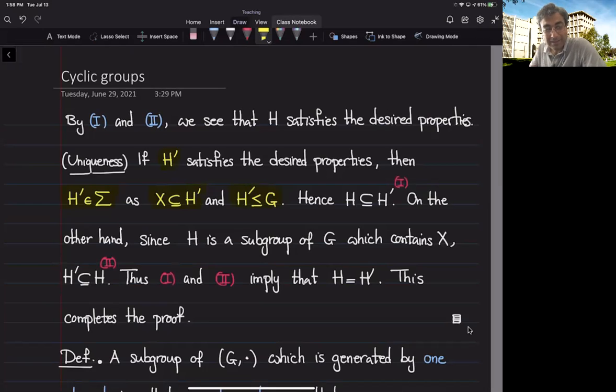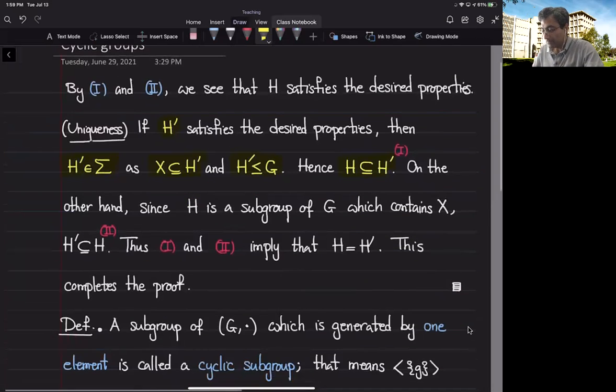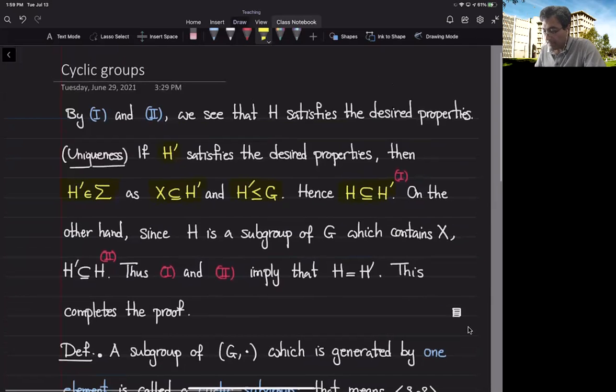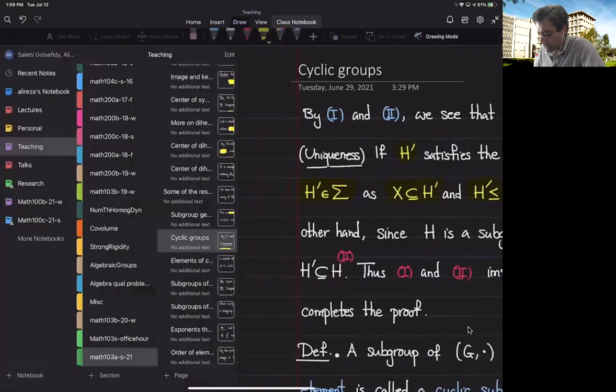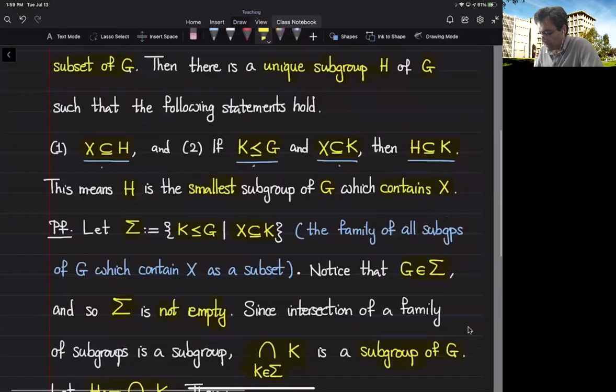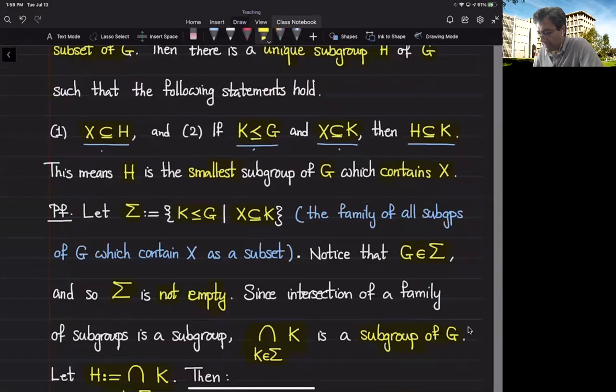But that means H is a subset of H prime because H was the intersection of all the elements of sigma. In particular, it's a subset of H prime. So H is a subset of H prime. But remember, one of the conditions of H prime was what? One of the conditions of H prime is the second one, that if I give you a subgroup and it contains X as a subset, then our set is supposed to be a subset of it.